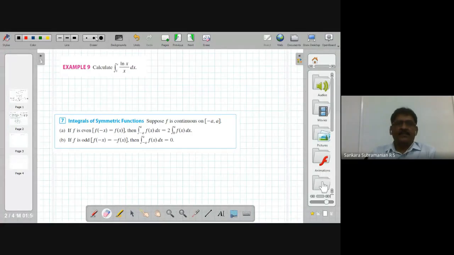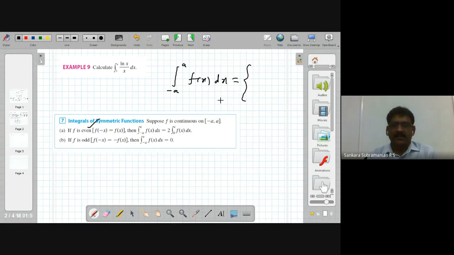Alright, now what does this property say? Suppose you have a problem like this, from minus a to plus a, of a function f of x, which is either even or odd. If the function is even, then from minus a to plus a, since it is an area, we use symmetry. If the parabola is on this side and also on that side, then for minus a to plus a we find only this side and multiply it by two; due to symmetry you will get the value. So this is equal to 2 times the integral from 0 to a.